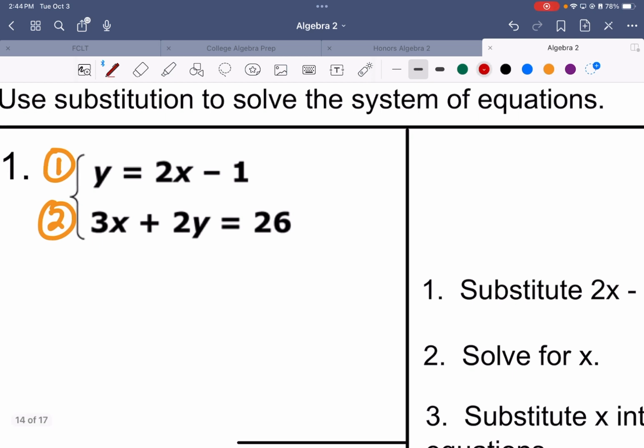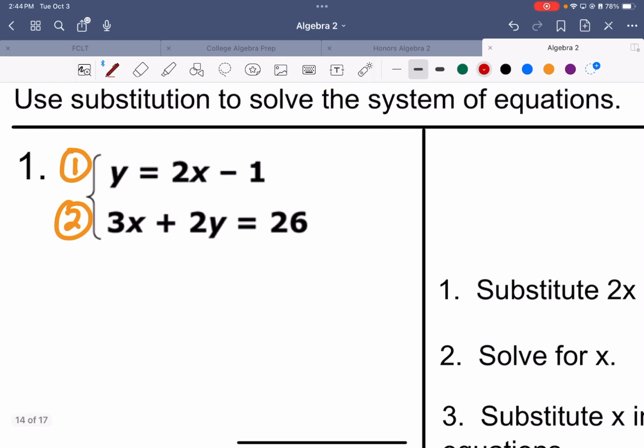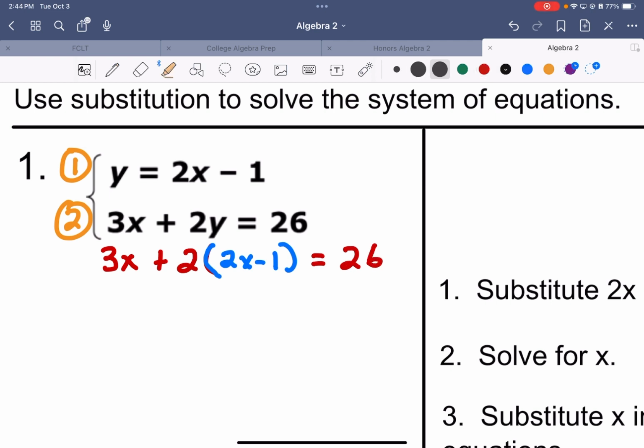What that means is we can go into our second equation, 3x plus 2y equals 26, and anywhere we see a y, I can replace it with what y is equal to, which is 2x minus 1. This then equals 26. So what I've done is rewrite the second equation, and the only thing I've changed is that anywhere I saw a y, I replaced it with 2x minus 1, because I know that's what y is equal to.